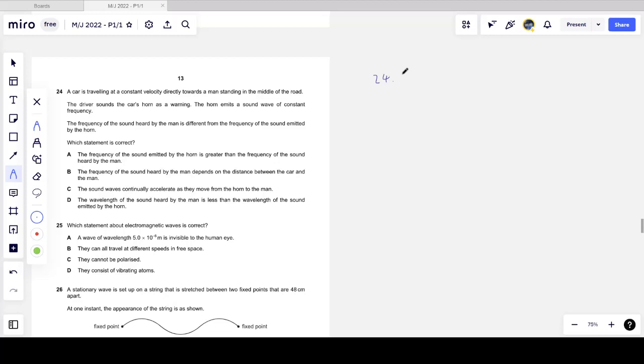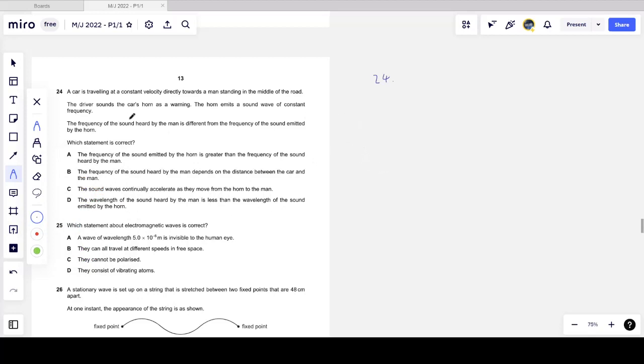Okay, so we know the Doppler effect is occurring, but we are told that the frequency of the sound emitted by the horn is greater than the frequency of the sound heard by the man. The frequency of the sound heard by the man depends on the distance between the car and the man, and the sound waves continually accelerate as they move from the horn to the man. The wavelength of the sound heard by the man is less than the wavelength of the sound emitted by the horn.